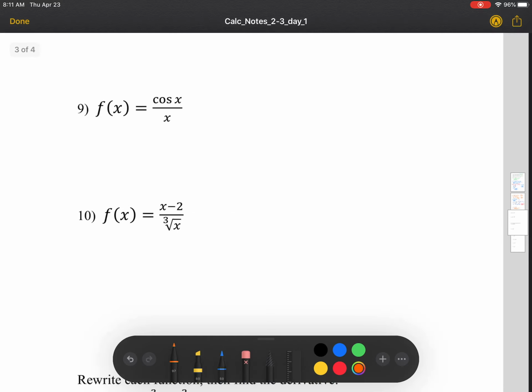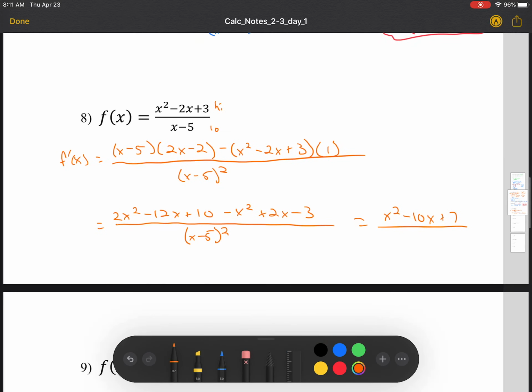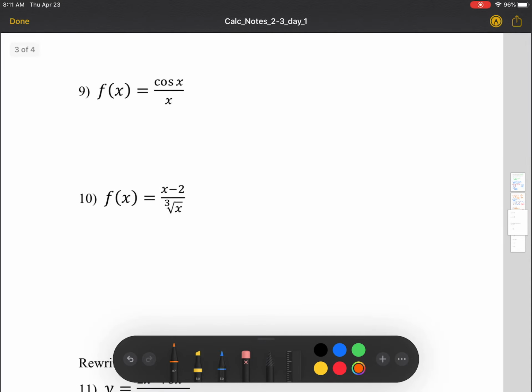One final simplification. All over our x minus 5 squared. All right, that should be your final answer. x squared minus 10x plus 7 all over x minus 5 squared. All right, moving on to 9. Got a couple more of these.